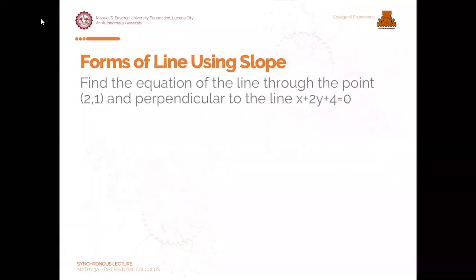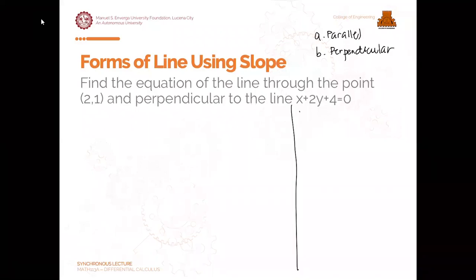So another example, find the equation of the line to the point 2, 1 and perpendicular to the line x plus 2y plus 4 is equals to 0. Yan. Ngayon, so pagdating sa slope, pag straight line pinag-usapan natin, meron tayong tinatawag na parallel tsaka perpendicular na line. Okay? So parallel and perpendicular. Okay? So side discussion muna tayo dito sa tabi.